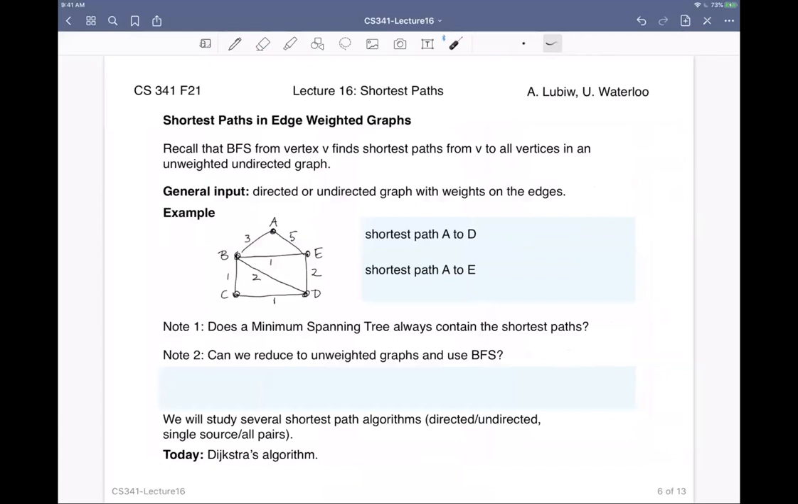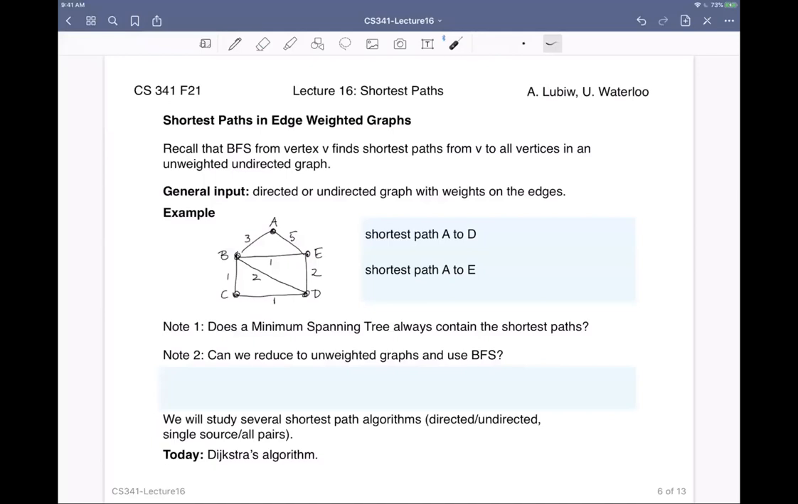All right, so for the rest of this lecture and also for the following lecture, we're looking at shortest path problems in edge-weighted graphs. So this is an incredibly practical problem. We have a road network. We want to know what's the shortest route to travel from point A to point B. Or we have a network and we want to know the fastest way to route a message from one point to another. Very, very practical problem.